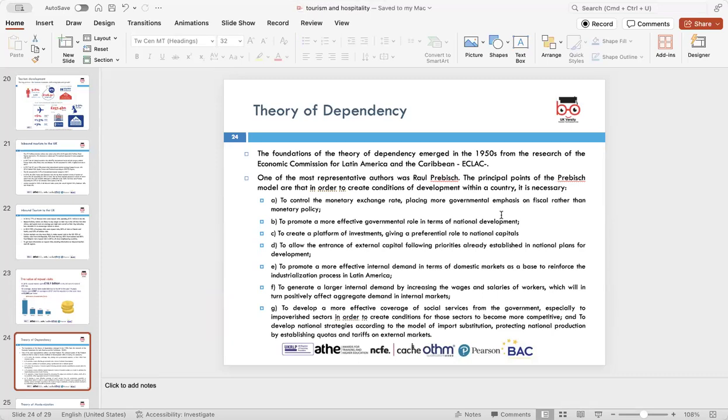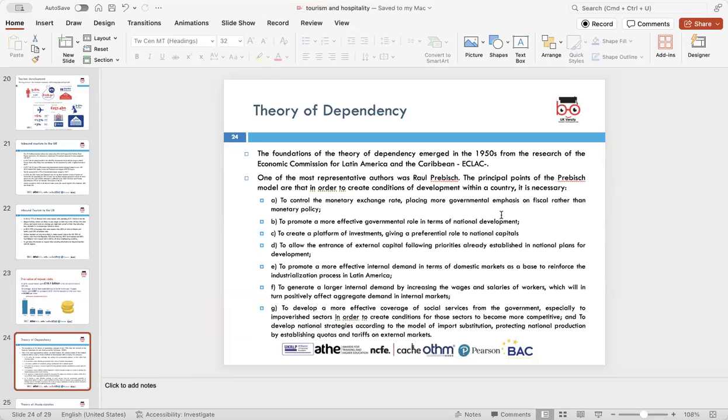So, this theory asserts that for a country to develop effectively, certain structural adjustments must be made. First, countries need to regulate their currency exchange rate while focusing on fiscal policies over monetary controls. The government's role in development should also be straightforward, promoting investment that prioritizes national interests.